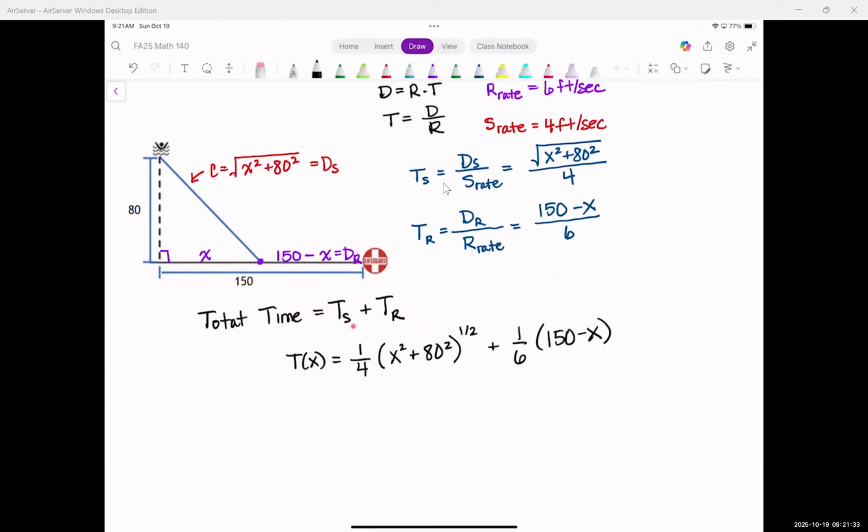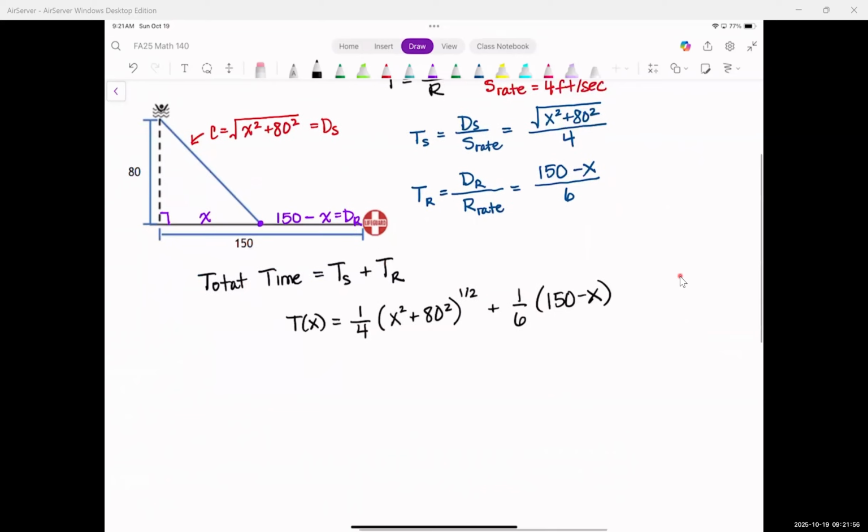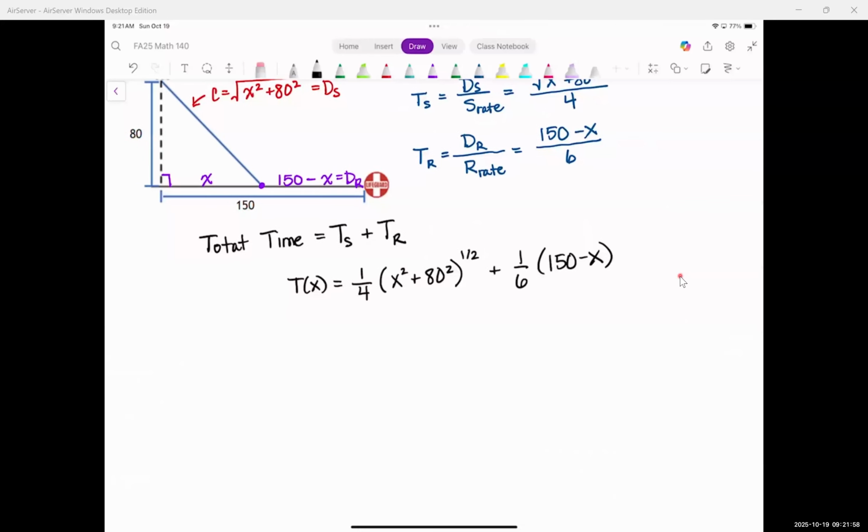It's the total swim time, which we worked out up here. I just wrote it so that it's a little easier to deal with. And then the total run time. That's my objective function. So that's the function I'm going to minimize. That means I need to find the derivative.